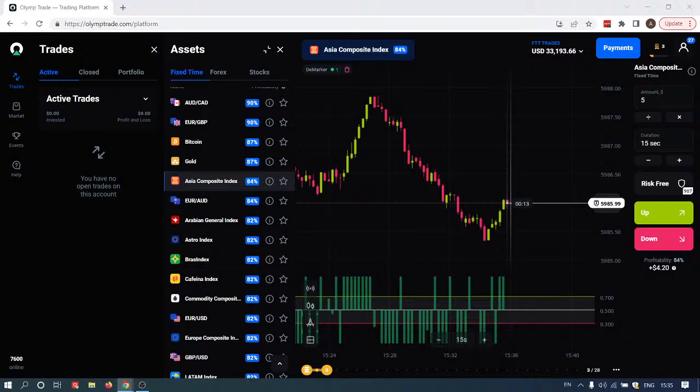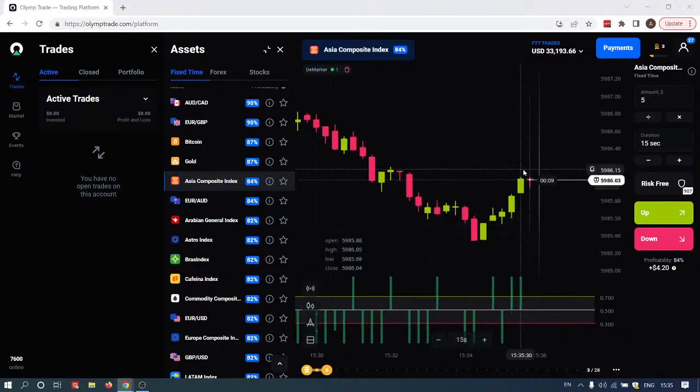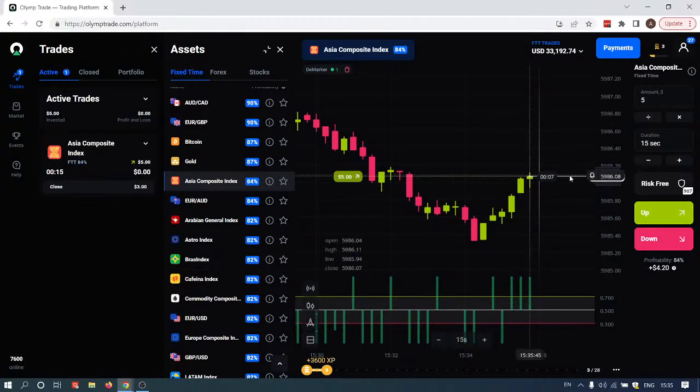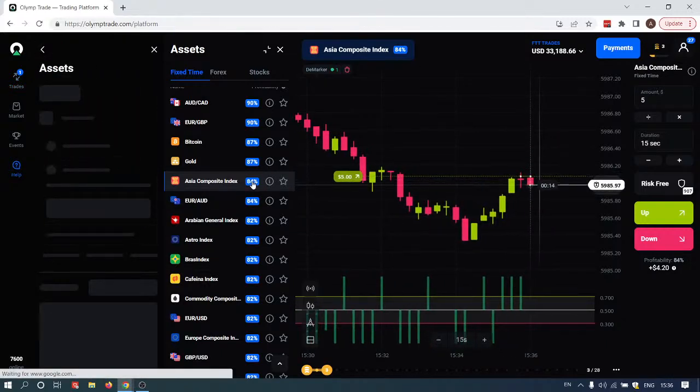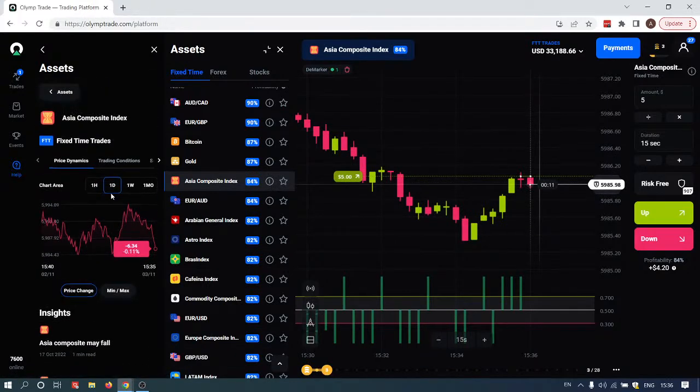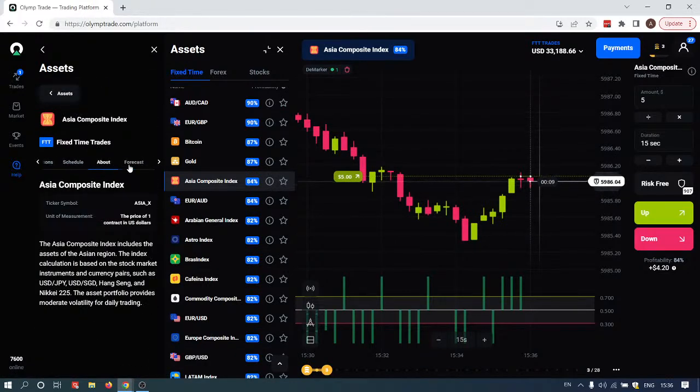So if you put an up or down trade, it actually impacts the price. No, it's different. It works in parallel because we have the underlying assets. For example, in Asia Composite Index, I will explain it. You need to click on this I button, and you're going to see. It's based on the USD JPY, USD SGD, Hang Seng, and Nikkei 225.